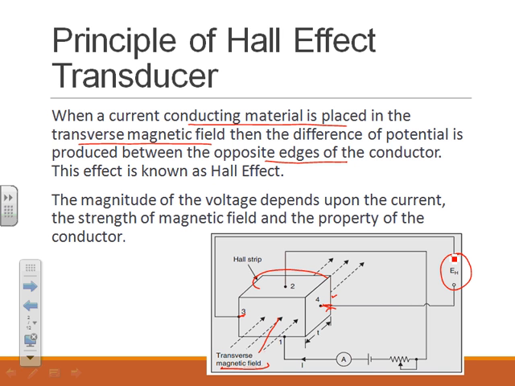So the magnitude of this voltage depends on three factors: first, the current; second, the strength of the magnetic field; and third, the property of the conductor. This is the basic principle behind the Hall effect transducer, or what the Hall effect is.